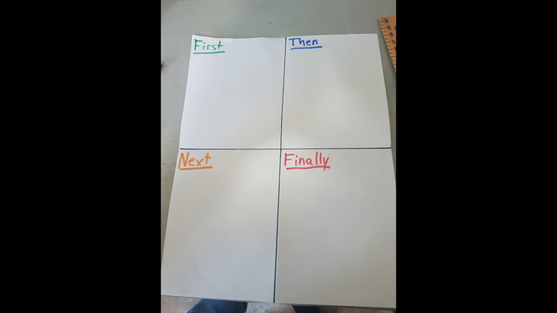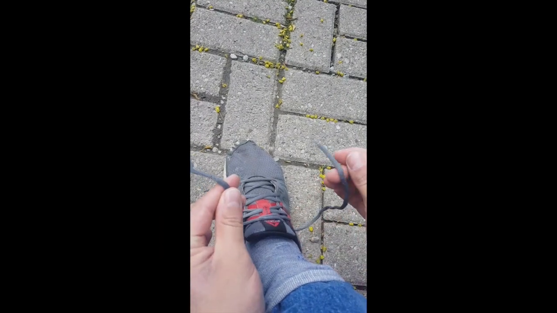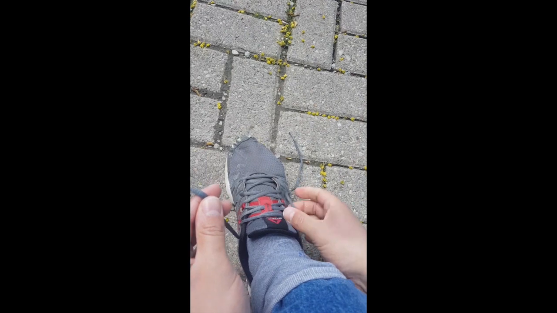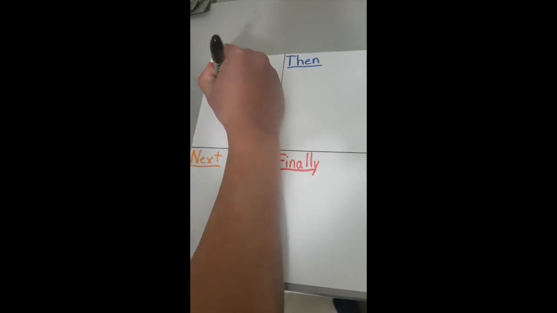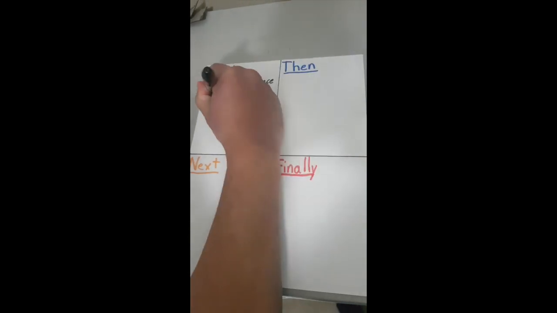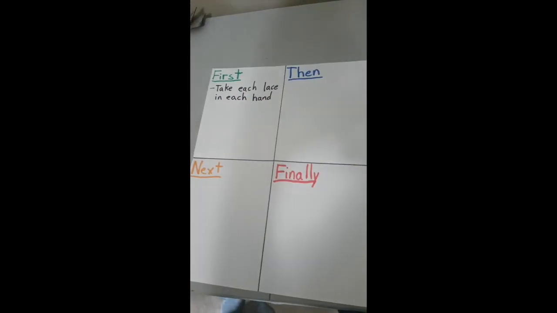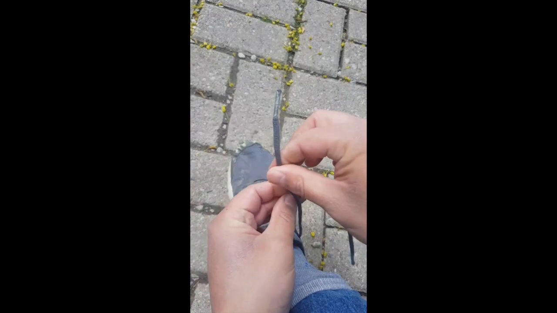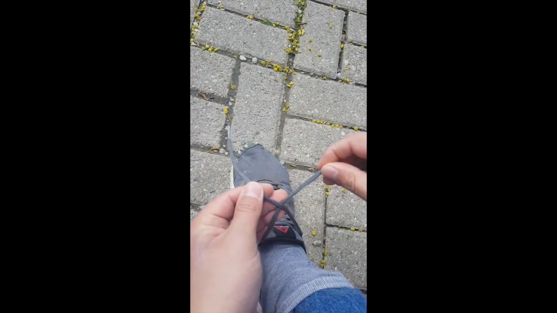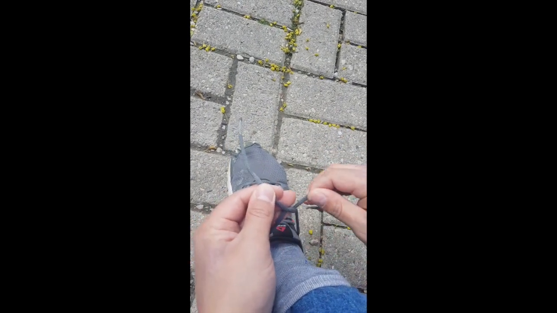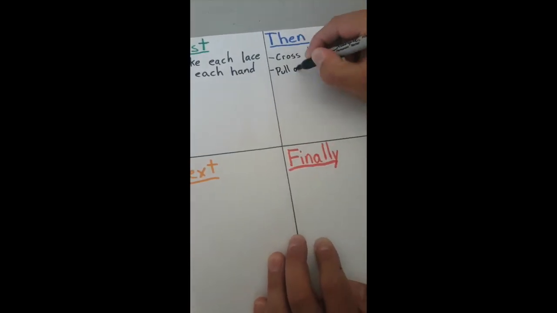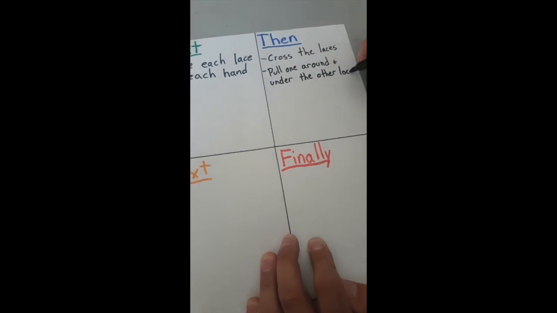And the very first thing that we do when we're tying our shoes is to grab each lace in each hand. And that's exactly what we're going to write in the first section. The next step is to cross your laces and pull one around and under the other lace. And now we write that down in our then section.